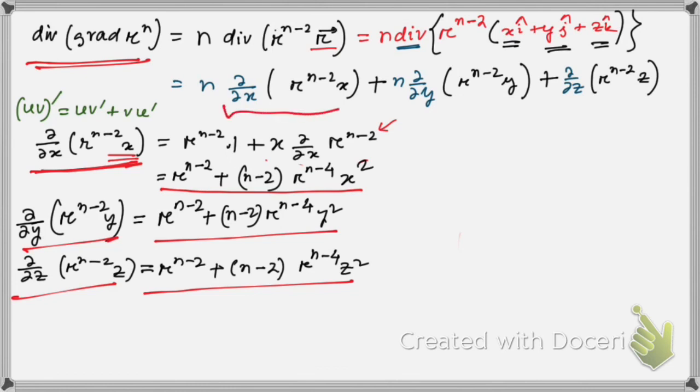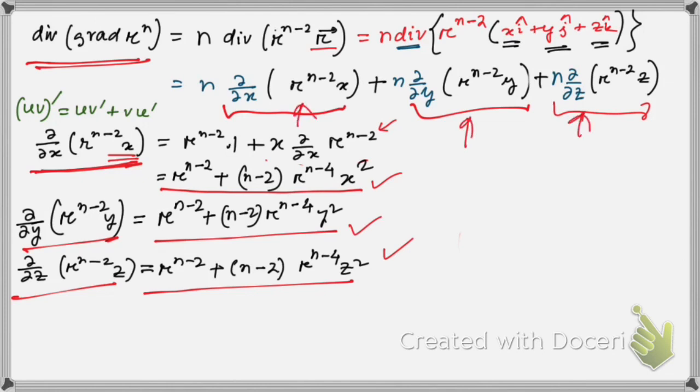Here, this is the derivative of x component, this is the derivative of y component, and here it is, plus del by del z of n into, so this is the derivative of z component. If you use these three values here, then you will get the divergence of grad of r to the power n.